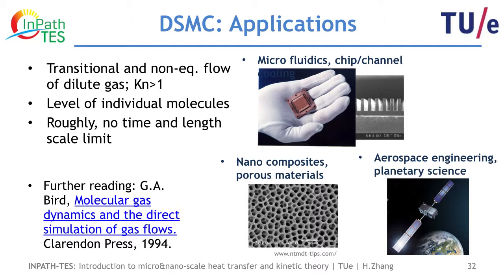DSMC can be applied to many non-equilibrium flow situations in microfluidics, chip cooling, and flow in porous materials. DSMC is a good choice to model the flow around the micrometer level structures. In aerospace engineering and planetary science, the rarefied gas has a very long mean free path, surpassing the length of aerospace objects. In this case, DSMC is also a good tool to model such flows. More details of DSMC and calculations will be given in the following lessons. For further reading, please refer to the book by G.A. Bird.